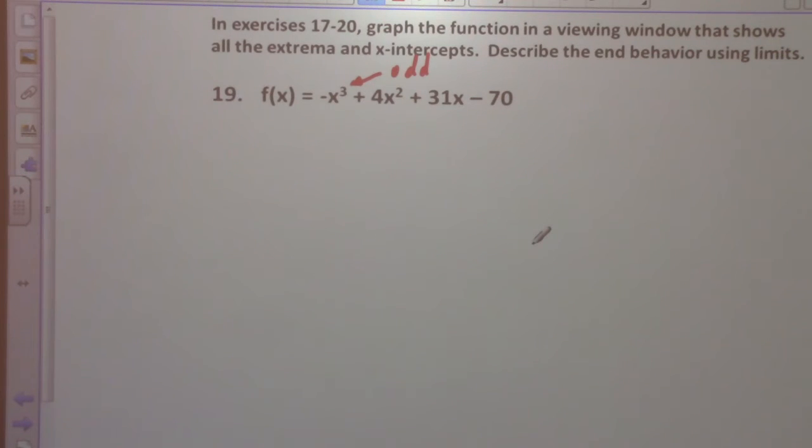Odd negative. So to me, this one here, it's a matter of adjusting your window to be able to see that, because we have a y-intercept like this that is going to be outside of your regular viewing window. So I want you to go ahead and play around with your viewing window on your calculator and tell me what you come up with, and then we'll proceed from there.